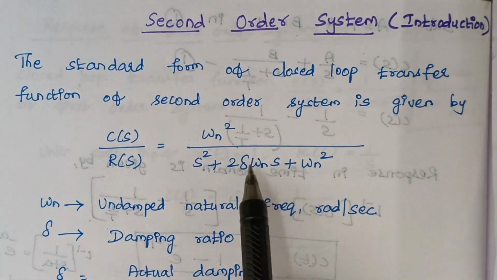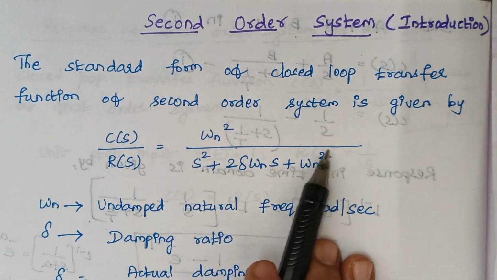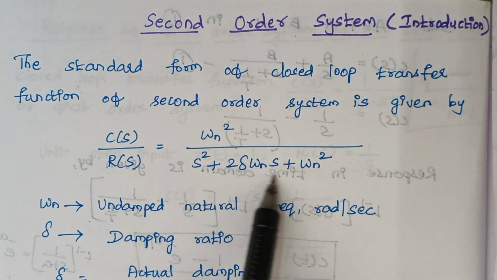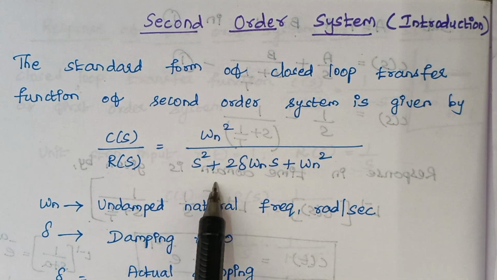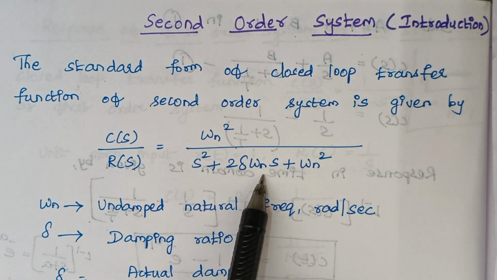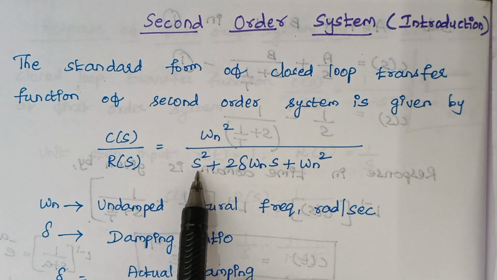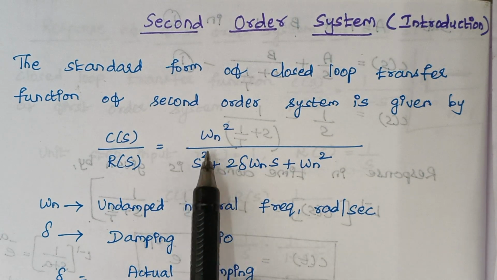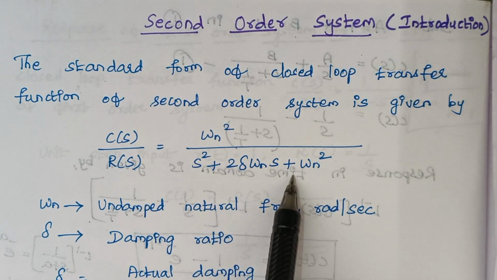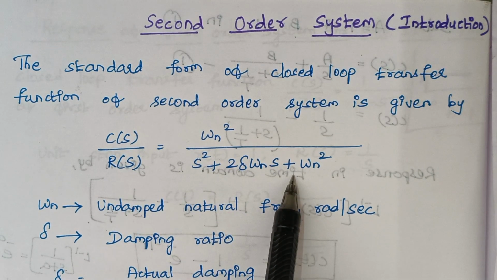Here the denominator polynomial gives the order of a system. So this is our denominator polynomial, right? Omega n square is numerator and this is our denominator. What is the maximum power of s here? The maximum power of s is 2. So only we are denoting this one as a second order system.